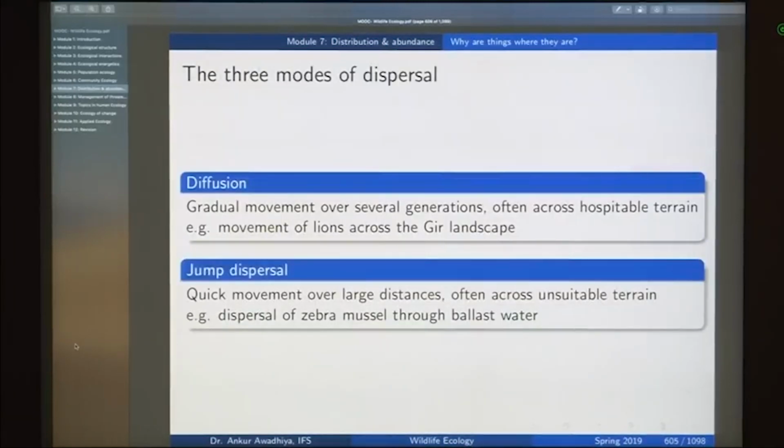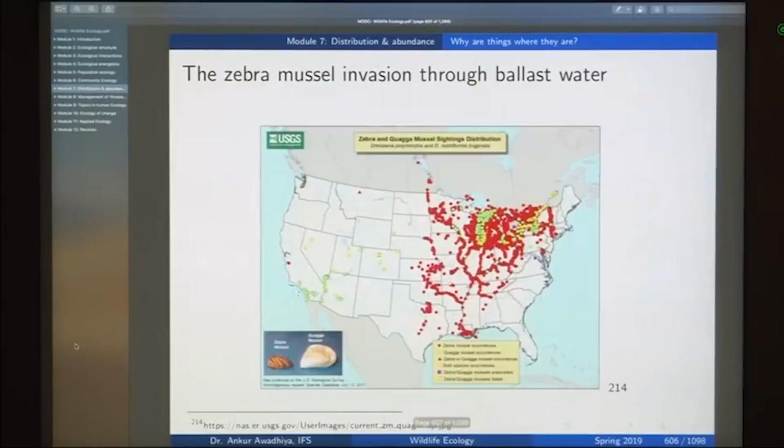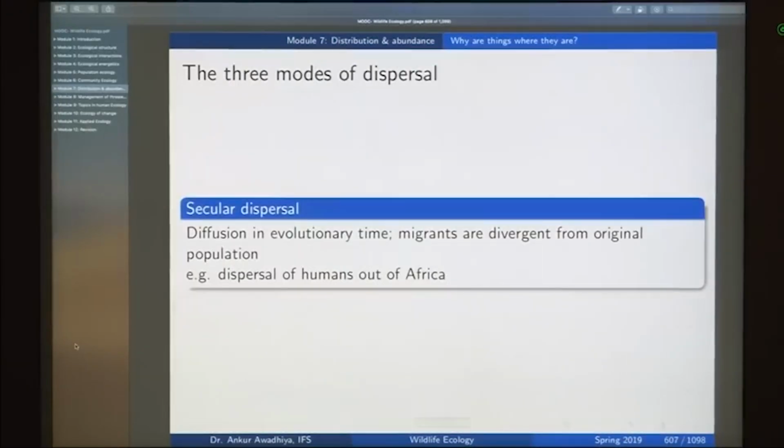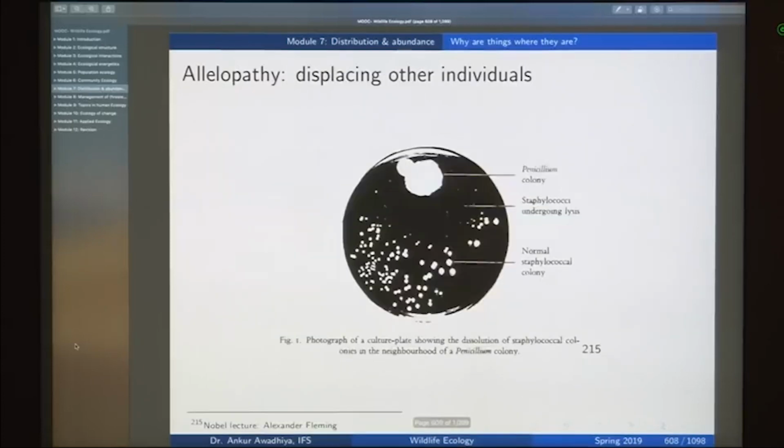Now, moving back to dispersion, we have three different modes of dispersion. You can have diffusion, which is a gradual movement over several generations, or you can have a jump dispersal, in which you have a quick movement over large distances, often across unsuitable terrains, such as the movement of zebra mussel through the ballast water. Or you can have secular dispersion, which is diffusion in evolutionary time, so that the final migrants are very divergent from the original population.